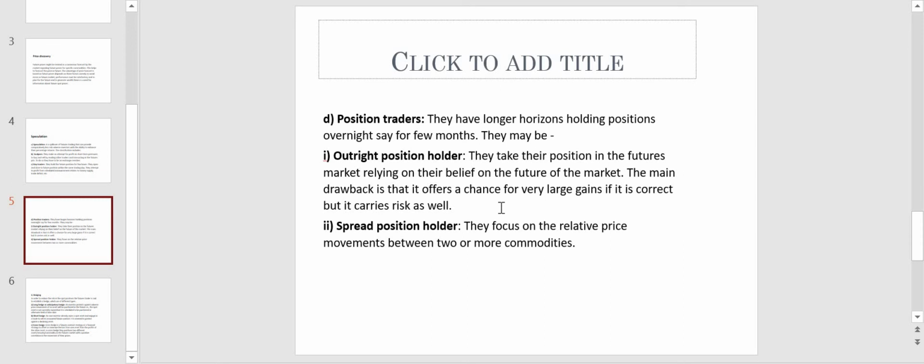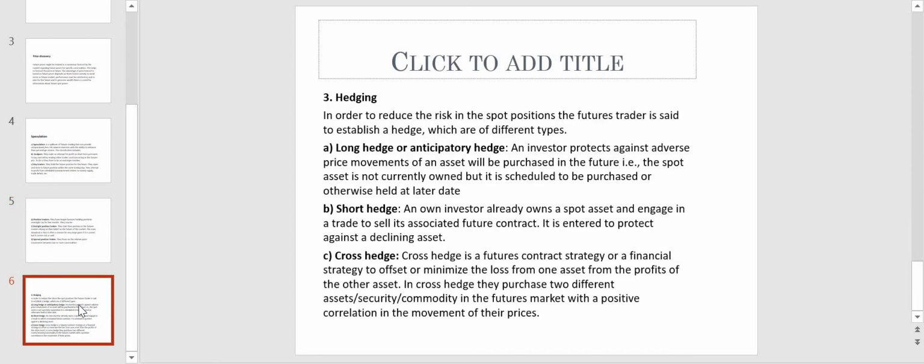The main drawback is that it offers a chance for very large gains if it is correct, but it carries risk as well. So they are very confirmed that there will be some changes according to their prediction in the futures market, and they go on holding the transaction. If it is right, then they will make profits. If not, they have to face losses. Then you've got spread position holders. They focus on the relative price movements between two or more commodities. They keep correlating the price fluctuations between two or more commodities, and then decide in which commodities futures contracts have to be got into.